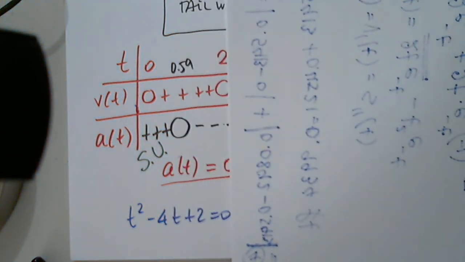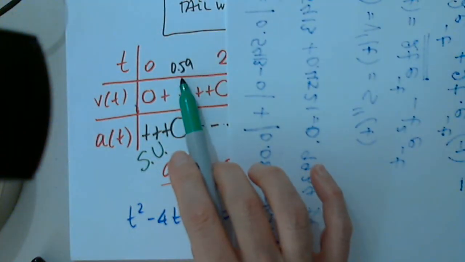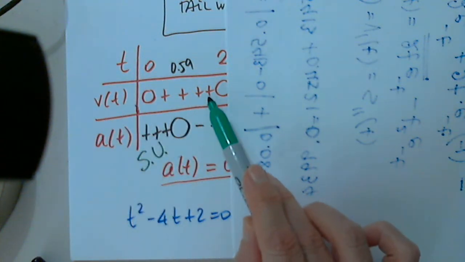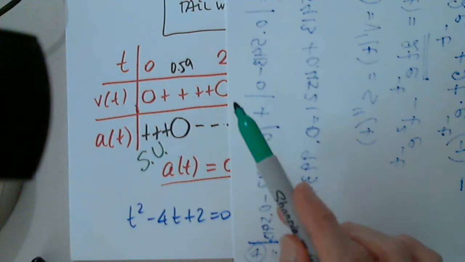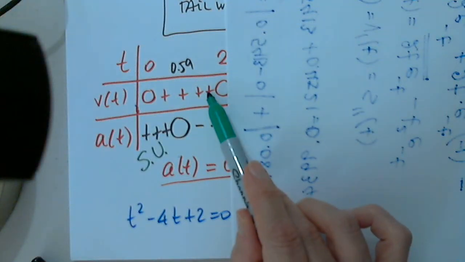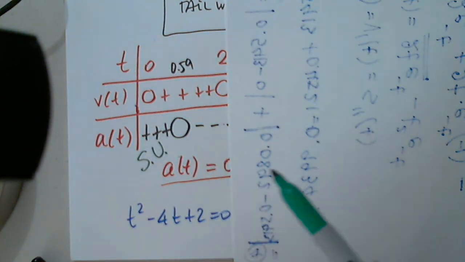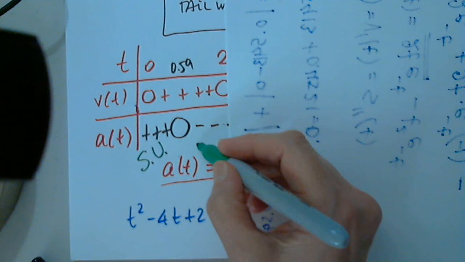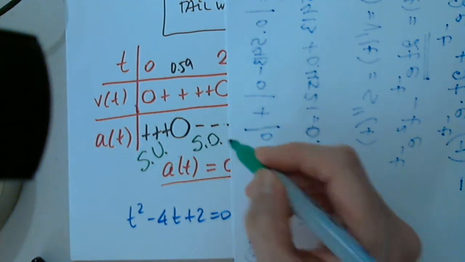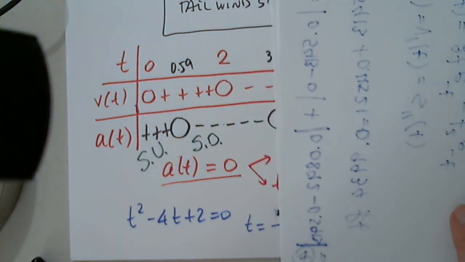Next subinterval, between 0.59 and 2. What does the function do when the velocity is positive? My car is still moving, but I am decelerating. So velocity positive, acceleration negative. Slowing down. Slowing down. Moving on.